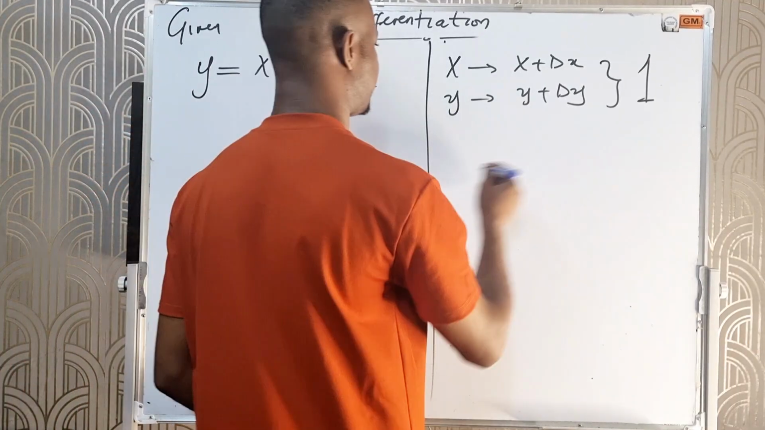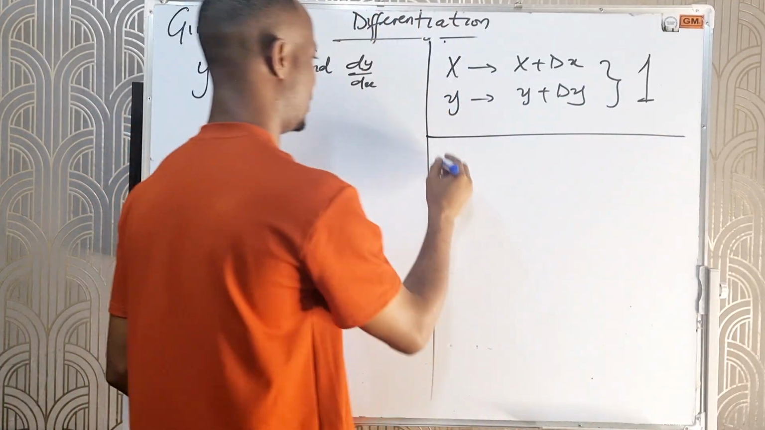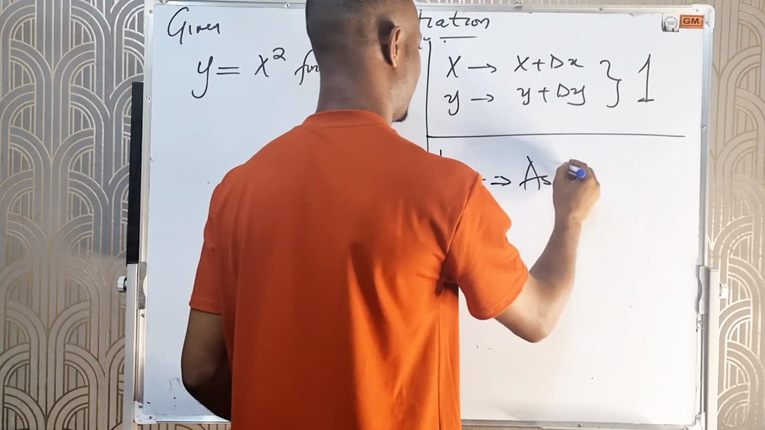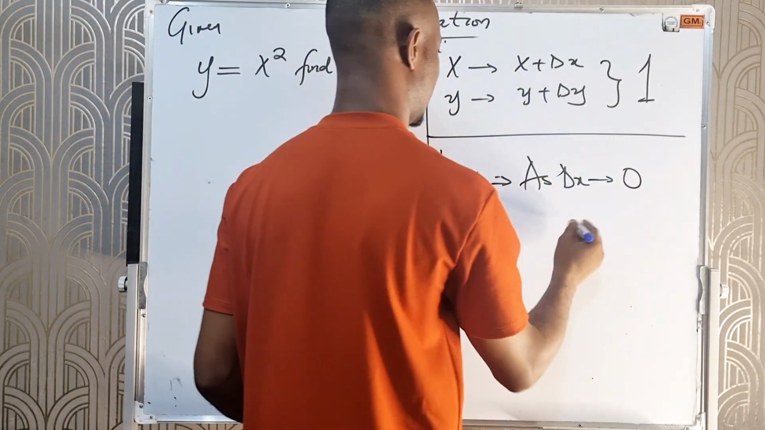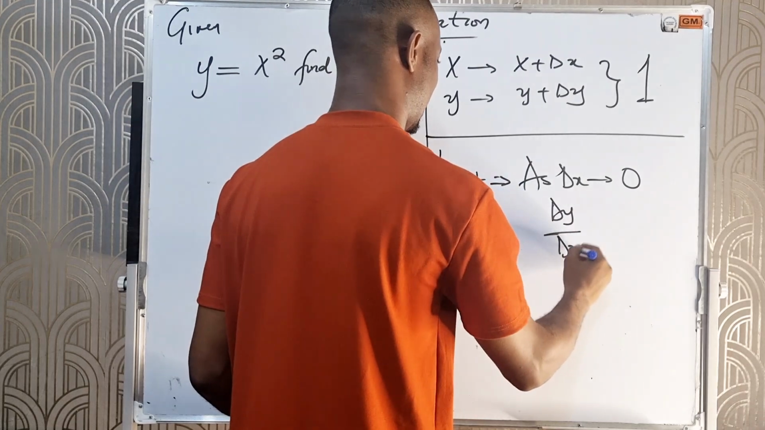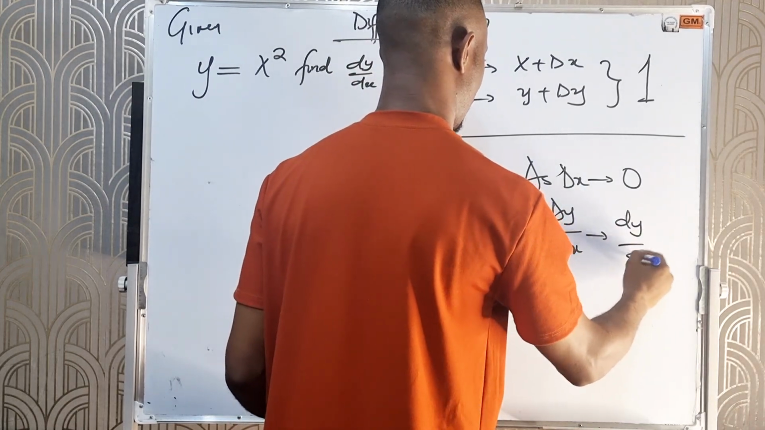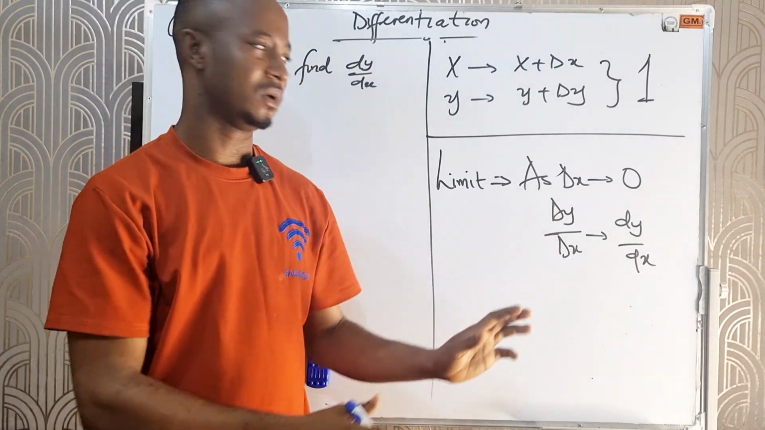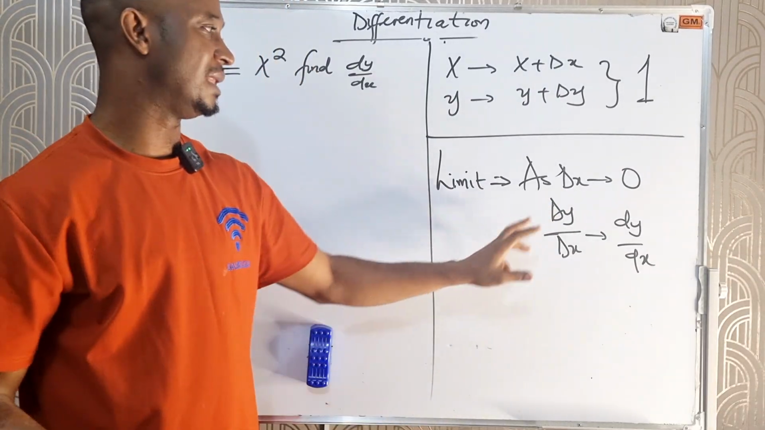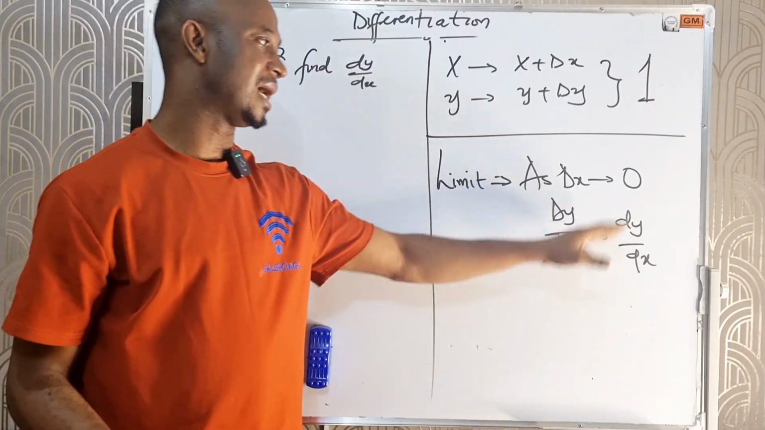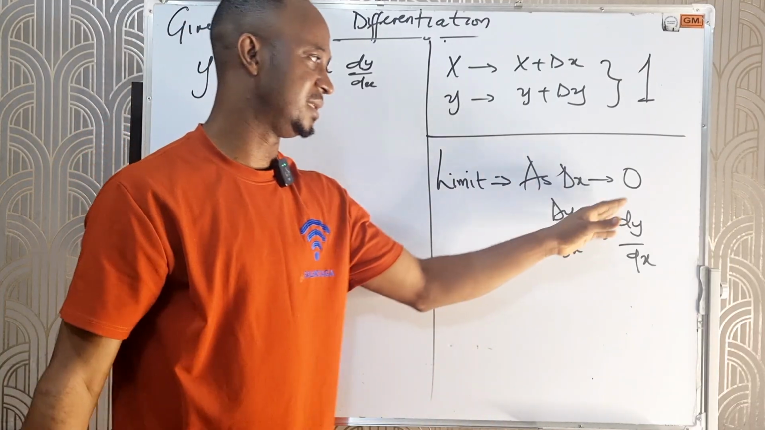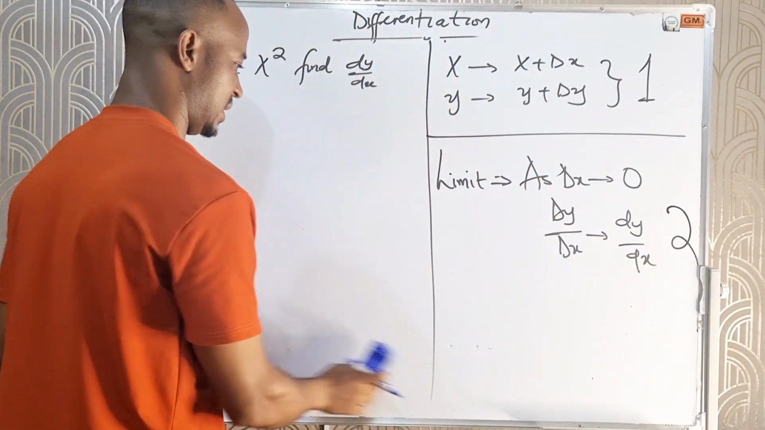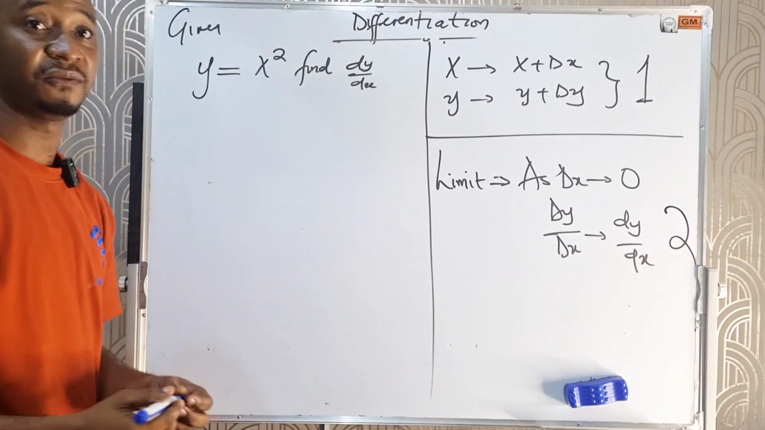Then the second step is the limit of a function, right? The limit of a function. Limit says that as delta x is approaching 0, delta y over delta x approaches dy/dx. Meaning that as delta x is becoming 0, then delta y over delta x must approach the rate of change, which is dy/dx. Please take note, these are the fundamental steps used in first principle, apart from the formula I gave.